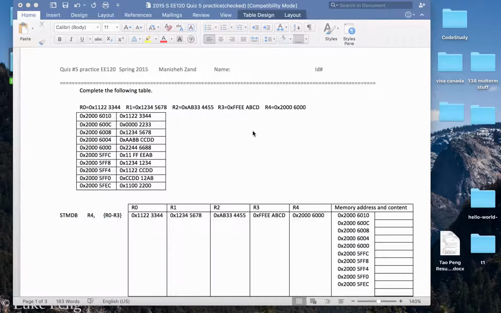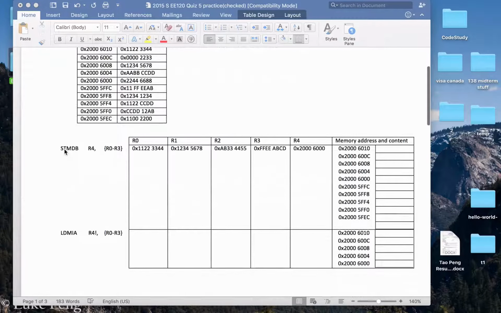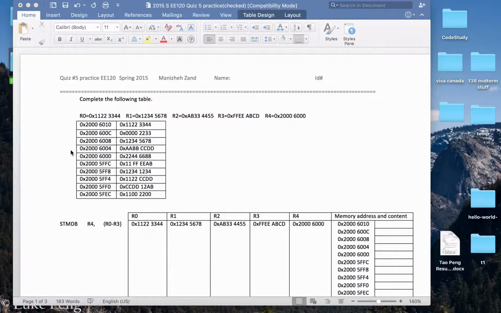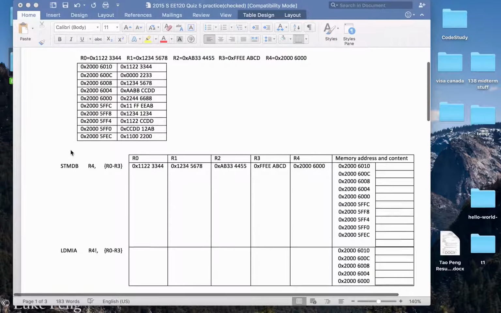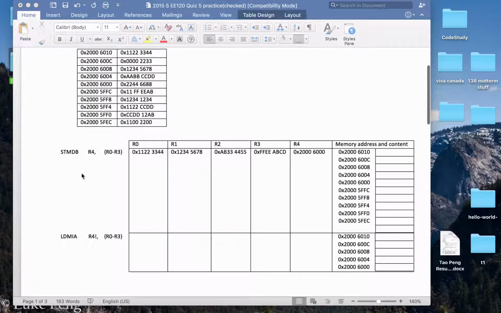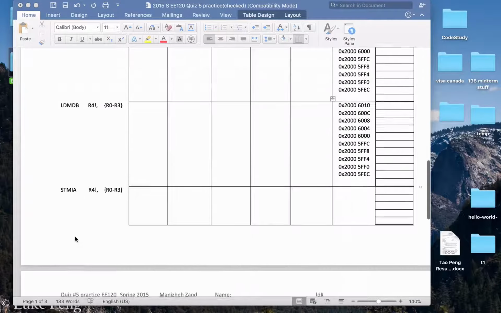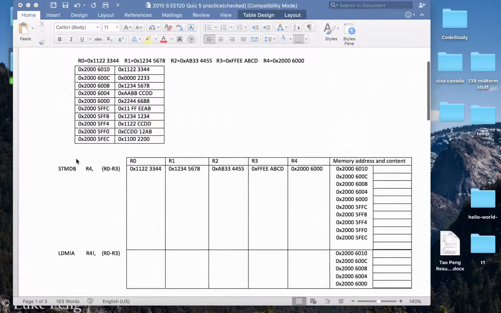Right now I will introduce the assembly language, or new instructions, about multiple load and store. For this one, we have LDMDB, LDMIA, those kinds of instructions. DB basically means decrease before, and IA means increase after.